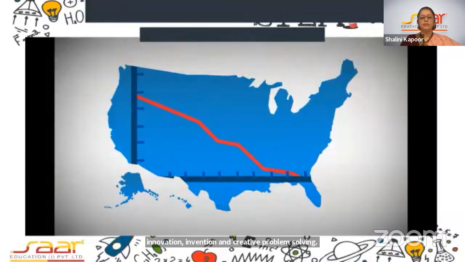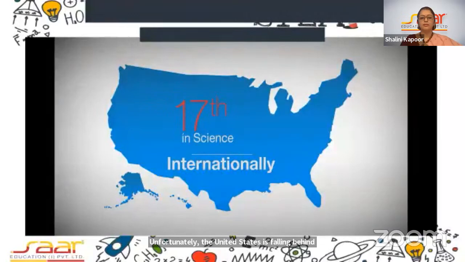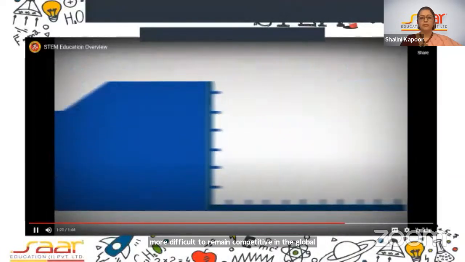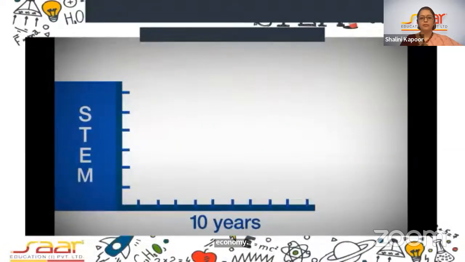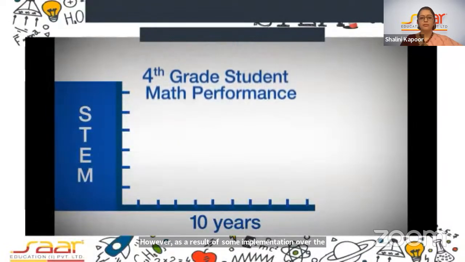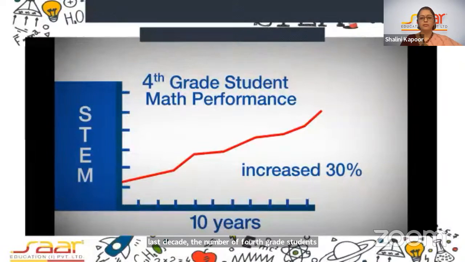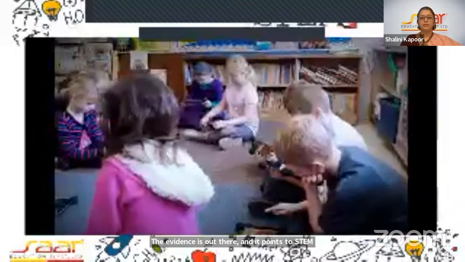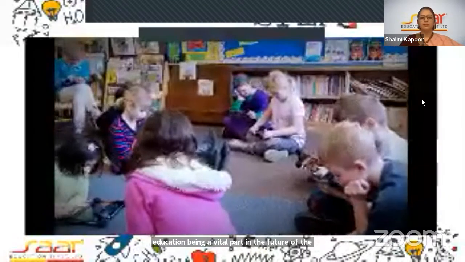Unfortunately, the United States is falling behind internationally, ranked 17th in science and 25th in mathematics among industrialized nations. It will become more and more difficult to remain competitive in the global economy. However, as a result of STEM implementation over the last decade, the number of 4th grade students performing at or above basic levels in math has grown almost 30%. The evidence is out there, and it points to STEM education being a vital part in the future of the American education system and our ability to effectively train future global innovators and world leaders.